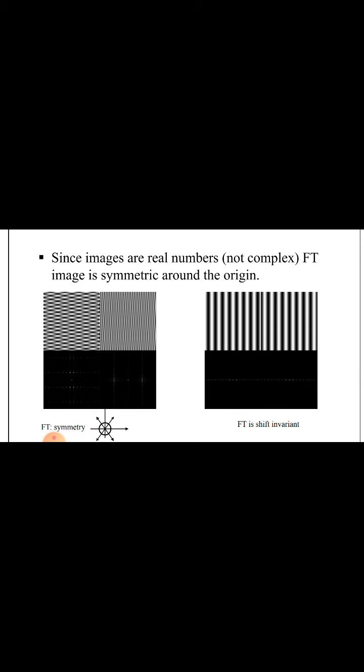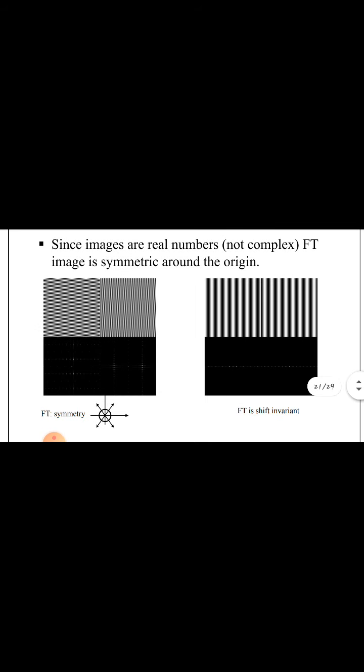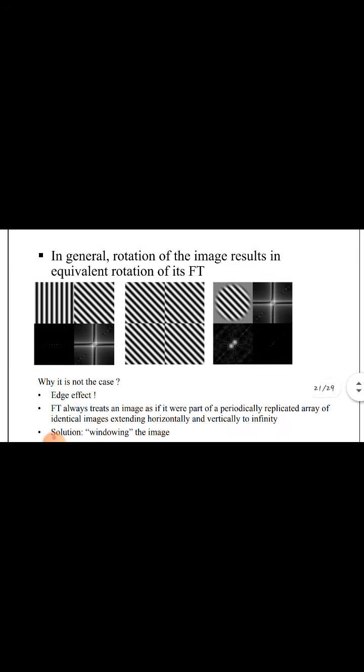Since the images are real numbers, the Fourier transform image is symmetric around the origin. This is just about the properties of the Fourier transform, like scale invariance, symmetry, linearity and all those properties. Whatever you have learnt in signals is applicable for images also. So this is about that. We can just skip it.